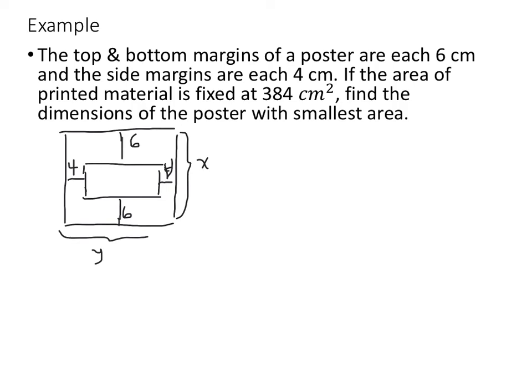And then what do we know about this situation? Well, if we take y and we subtract off the 4 centimeter margins on either side, we get y minus 8. And then for x, if we subtract off the 6 centimeter margins on either side of the printed area, we get x minus 12. And if I multiply those two things together, that is exactly the area of the printed region. That is the 384. Right?